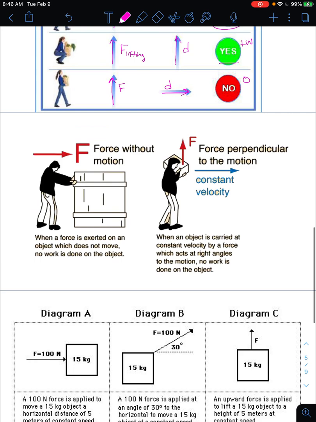The other thing to say is that even if you push on something really hard, if the displacement is equal to zero, then the work you do will be equal to zero. And whenever your force is perpendicular to the motion, that's another time that you're not doing any work.